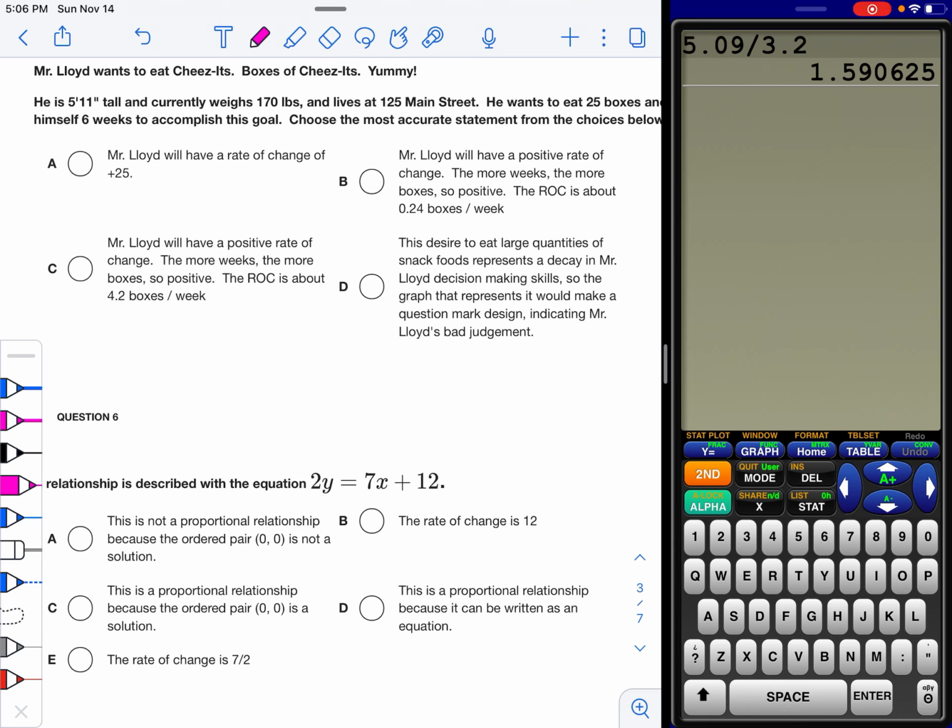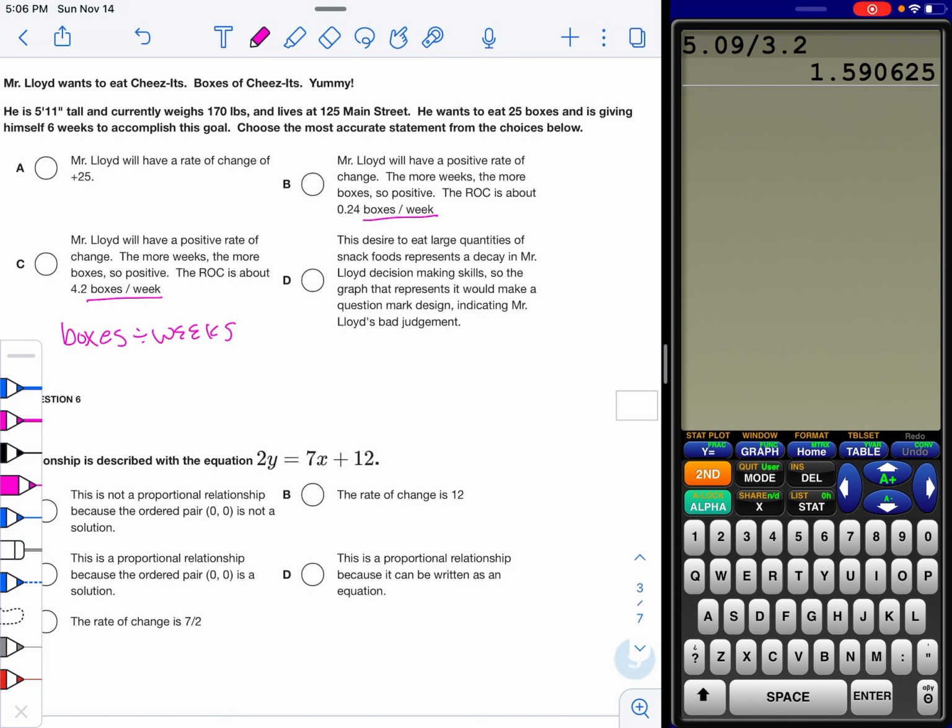This is ridiculous. Look at each of the examples: boxes per week, boxes per week. That's the only ones we have listed. So once again, I'm going to divide boxes by weeks. And in the original problem, it talks about 25 boxes and 6 weeks. So I'm going to do 25 boxes.